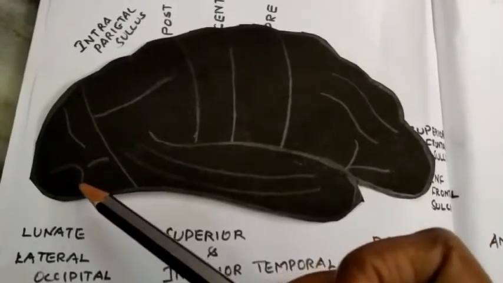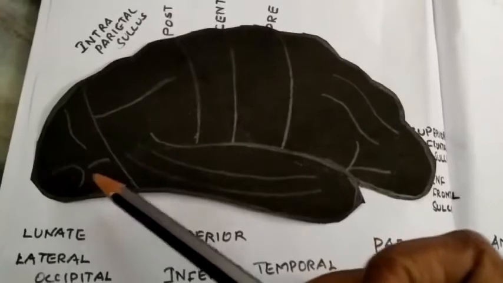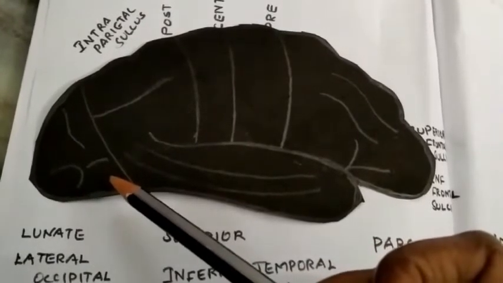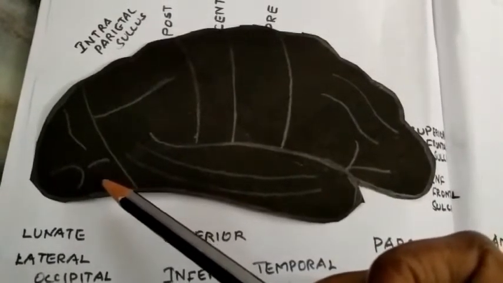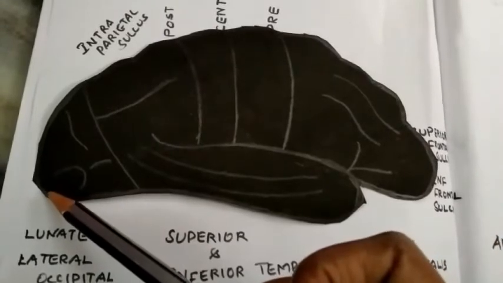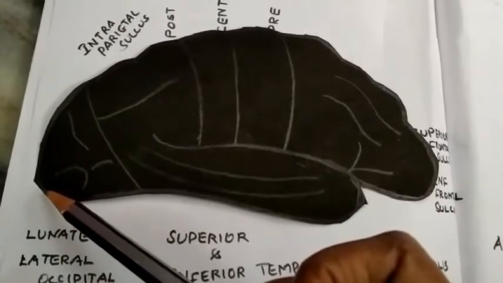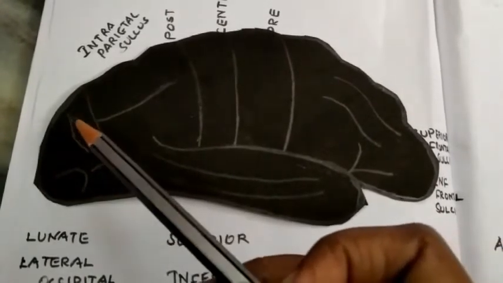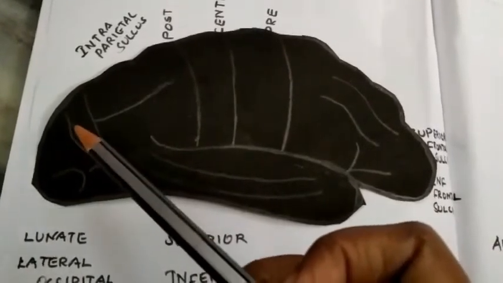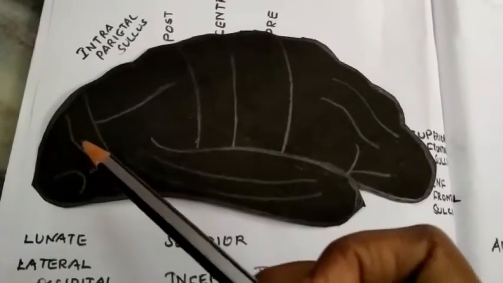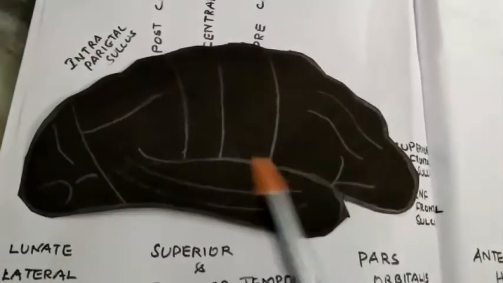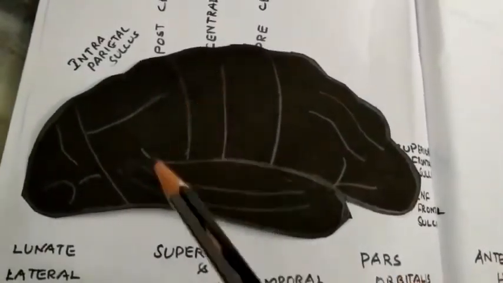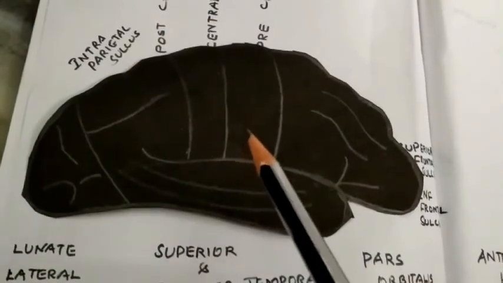Next one is the lunate sulcus. This separates the inferior occipital gyri from the occipital pole. The occipital pole will be located here. Next, another sulcus is present known as the transverse occipital sulcus. So these are the sulci which are present on the superolateral surface of the cerebrum.